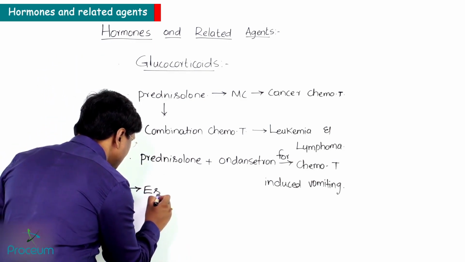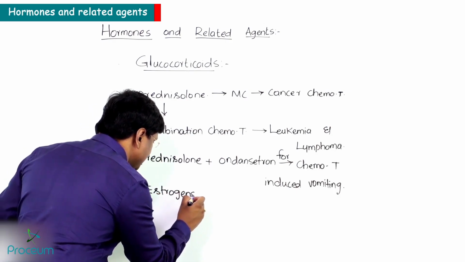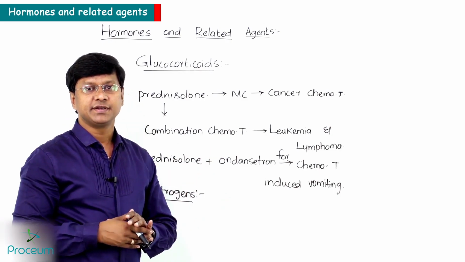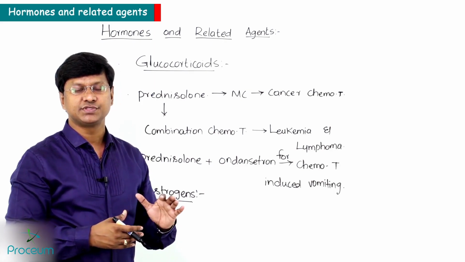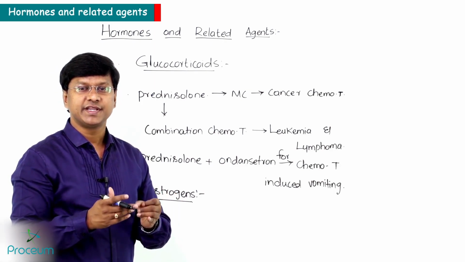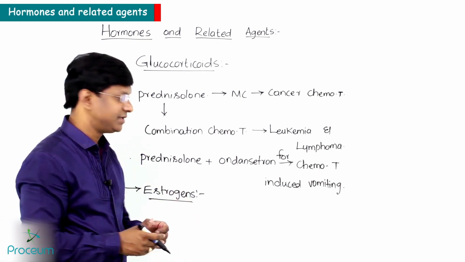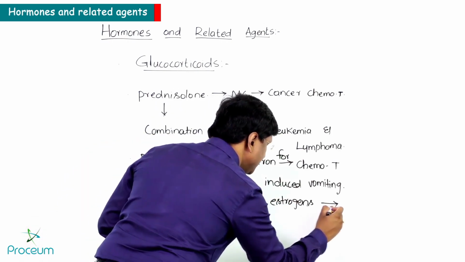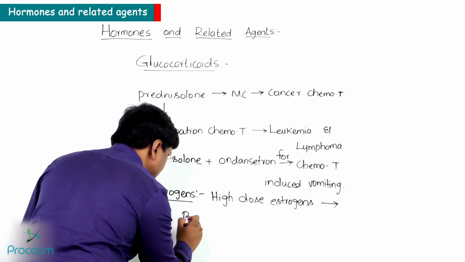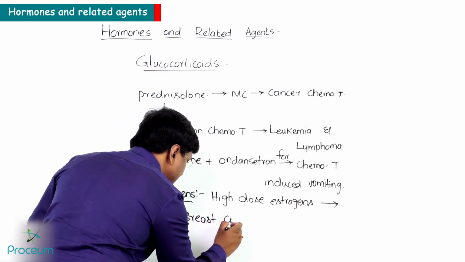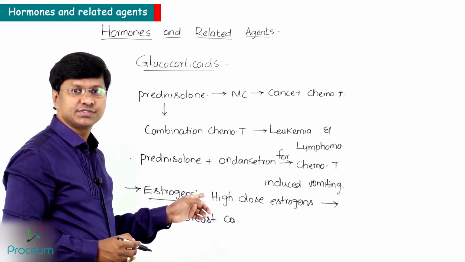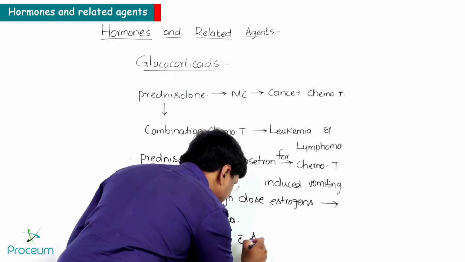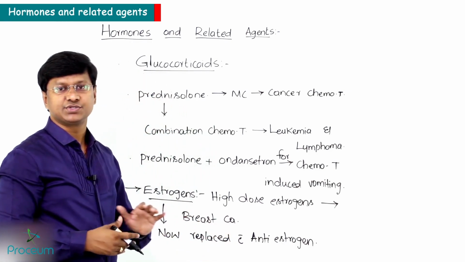Next, apart from glucocorticoids, we have one more hormone, that is estrogens. Let me tell you in which malignancies we use estrogens. Remember, previously high dose estrogen therapy was used in the treatment of breast carcinoma, but now it has been replaced with anti-estrogen therapy.